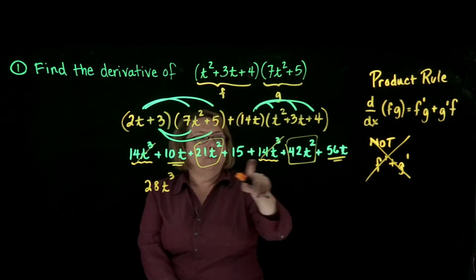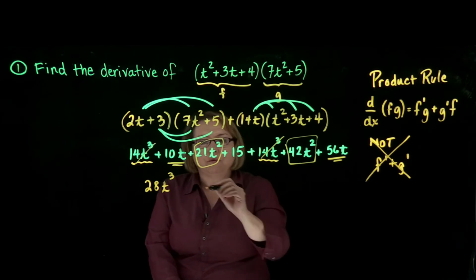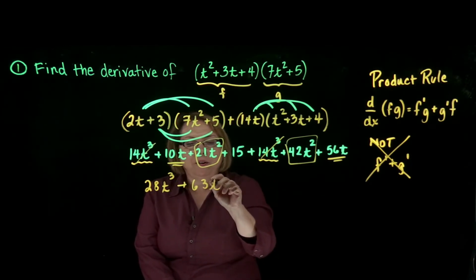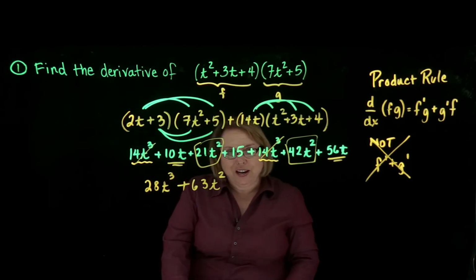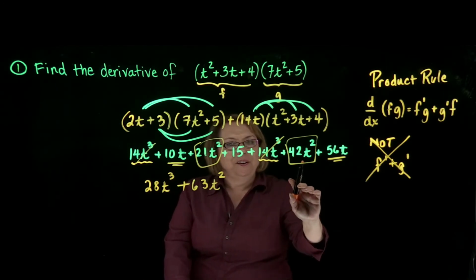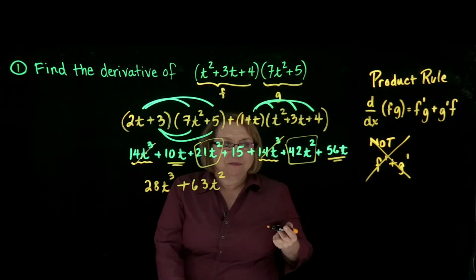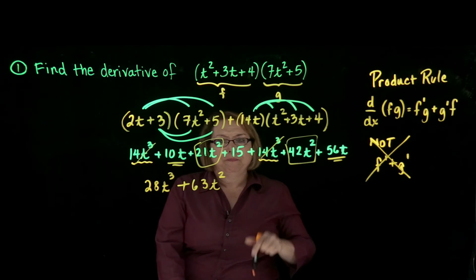Then I'm looking at what I boxed in here. 21t squared plus 42t squared is 63t squared. Remember, when we add together terms, we don't change the variable. It's like you have 21 apples, you're adding 42 apples. You have 63 apples, not 63 oranges. We keep the same variable here.